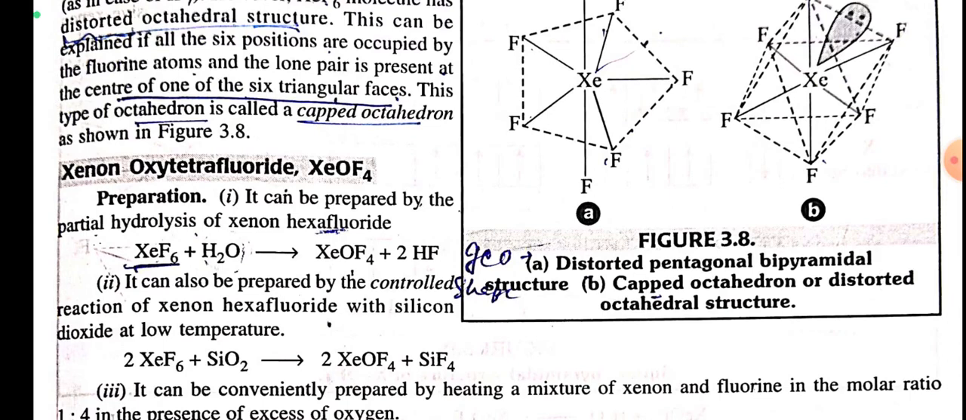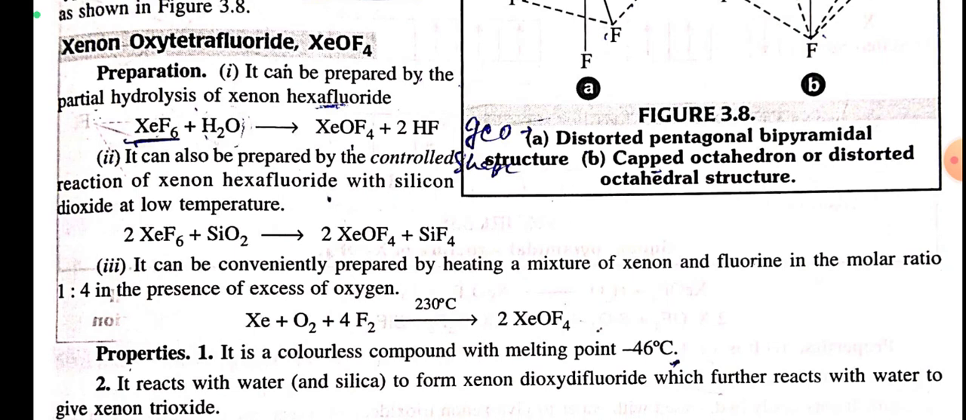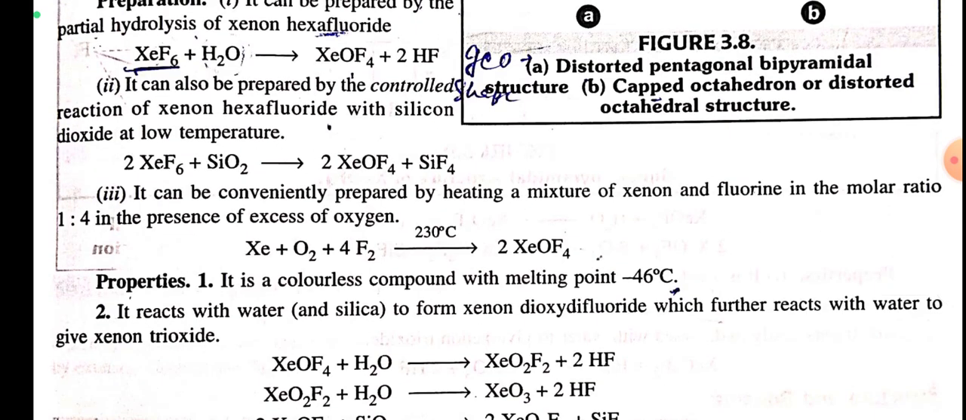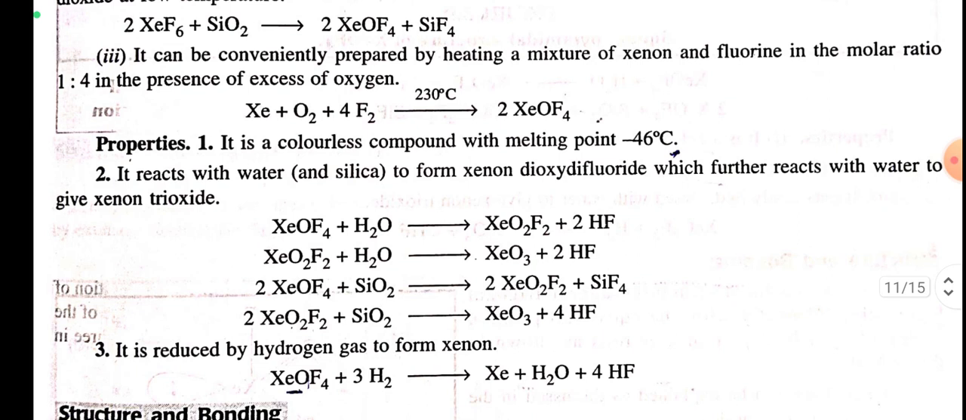Next is xenon oxytetrafluoride. Preparation. It can be prepared by partial hydrolysis of xenon hexafluoride. It can also be prepared by the controlled reaction of xenon hexafluoride with silicon dioxide at low temperature. It can be conveniently prepared by heating a mixture of xenon and fluorine in the molar ratio 1:5 in the presence of excess oxygen.